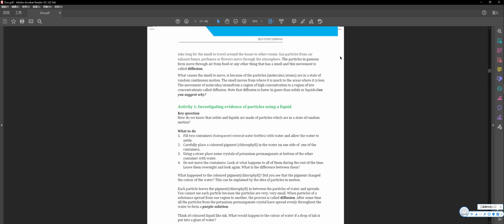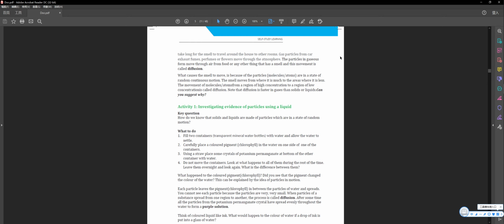The movement of molecules or atoms from a region of high concentration to a region of low concentration is called diffusion. Note that diffusion is faster in gases than in solids or liquids. Can you suggest why?